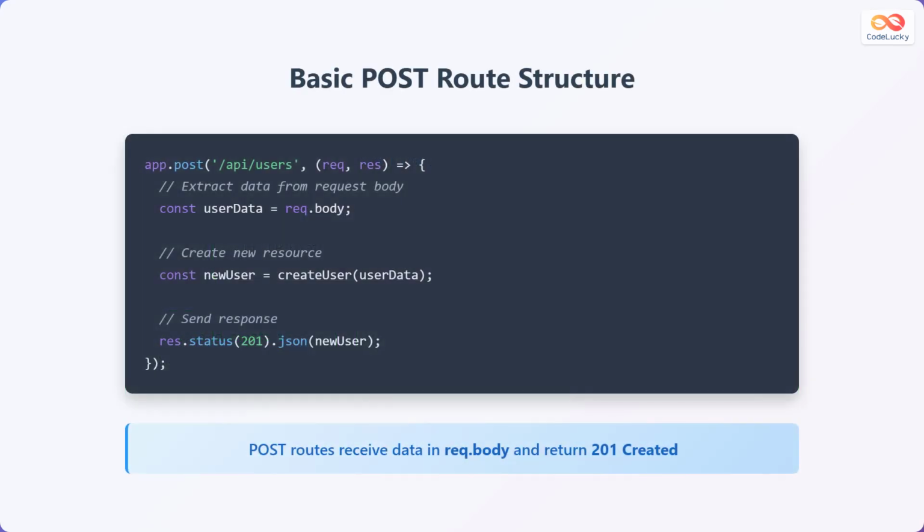Here is the basic structure of a POST route. You can see app.post with the endpoint as /api/users. The route takes a request and response object as arguments. Extract the data from the request body, create a new resource, and send the response with the status code 201, along with the newly created user in JSON format. POST routes receive data in the request body and return 201 created.